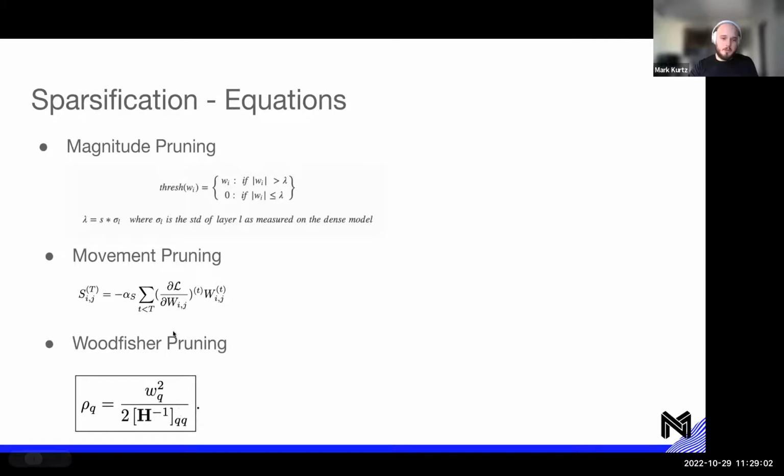And WoodFisher is also where we're working around our one-shot algorithms, because as I mentioned, we're updating the weights as we're removing. So it works really well for one-shot, and this is where we're not retraining the model. And I'll go through all of those methods a little bit as well.